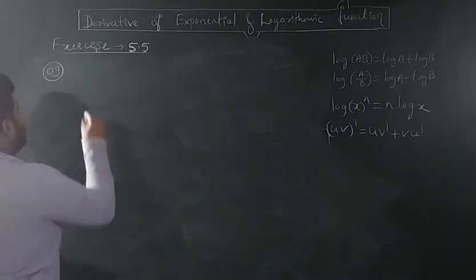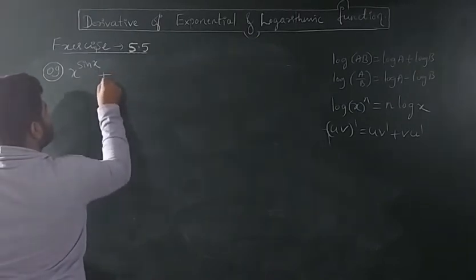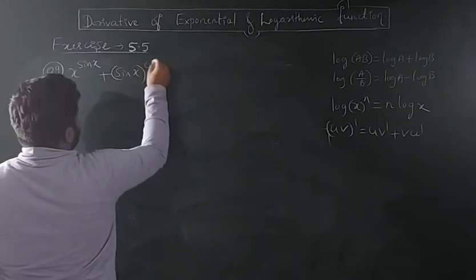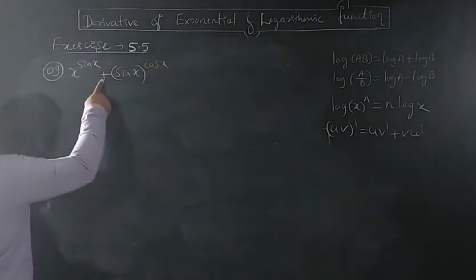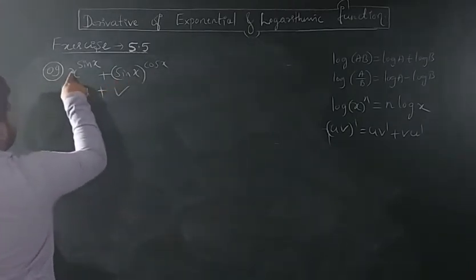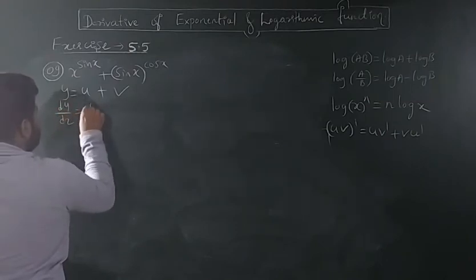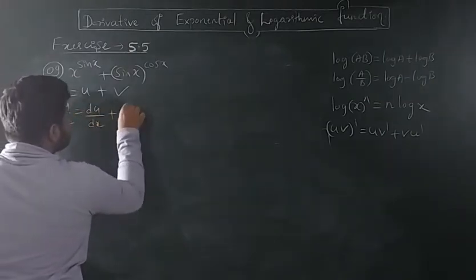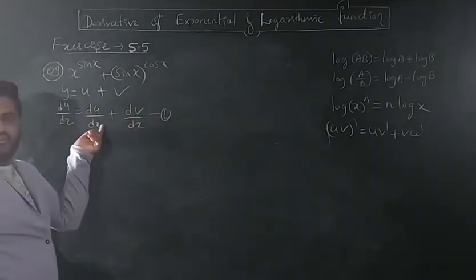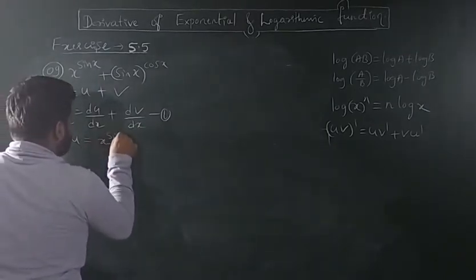Question number 9 has x raised to sin x, plus sin x to the power cos x. So this is a function, again with a plus sign in between. Again the same formula: y is equal to u plus v. Treat this as u, this as v. So dy by dx equals du by dx plus dv by dx, equation number 1. First we have to find du by dx. So take that u is equal to x raised to sin x.